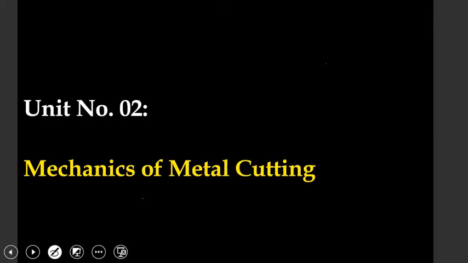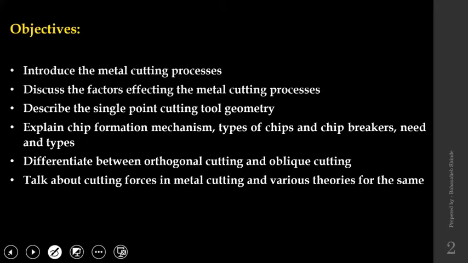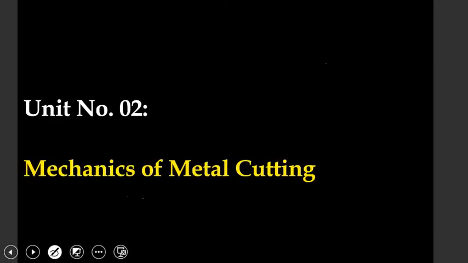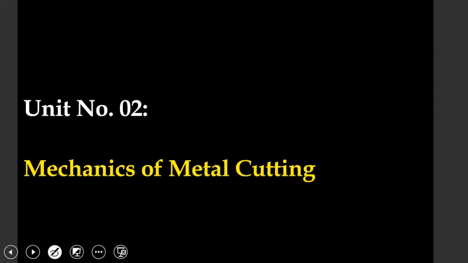Okay, let's begin with today's session. In the last lecture, we started with unit number 2. This unit number 2 is based on mechanics of metal cutting. So in this unit, we are going to study the metal removal process where a single point cutting tool is to be used to remove the unwanted material from the work surface.